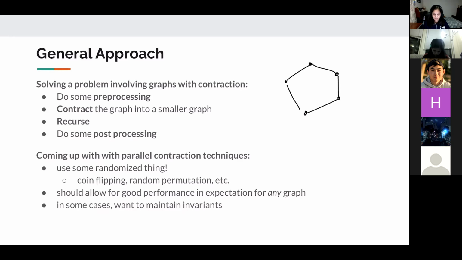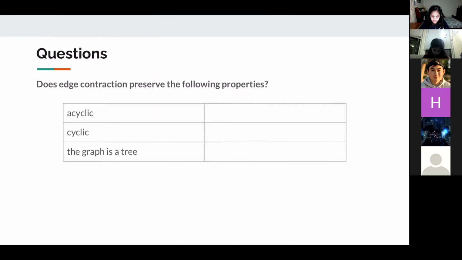So let's talk about some of those invariants that I just mentioned. Here's a question. Does edge contraction preserve the following properties? If a graph is acyclic, does edge contraction preserve that? You can put a yes or no in the chat. Okay, I see 2 yeses.